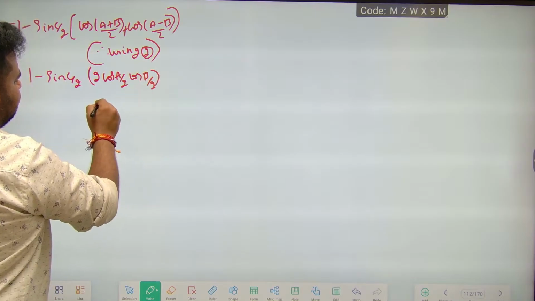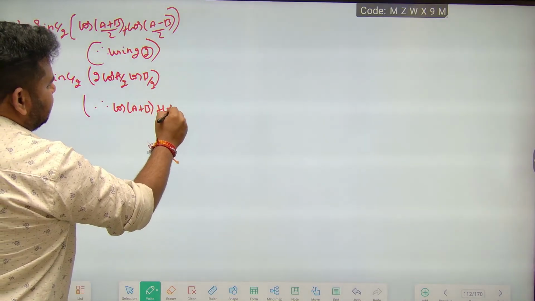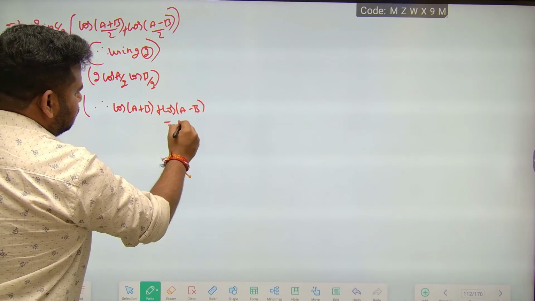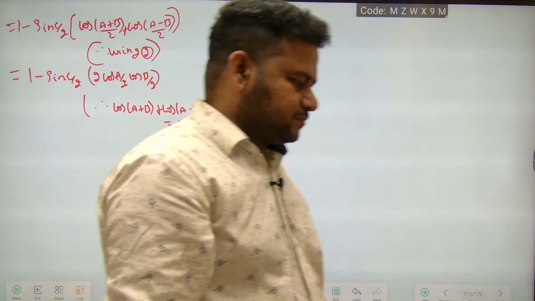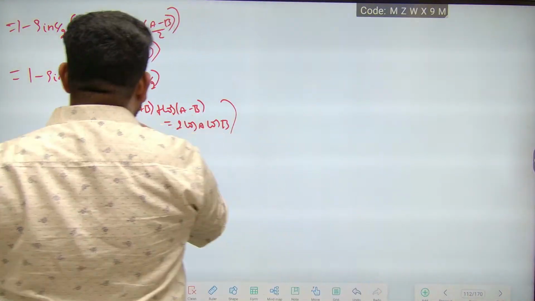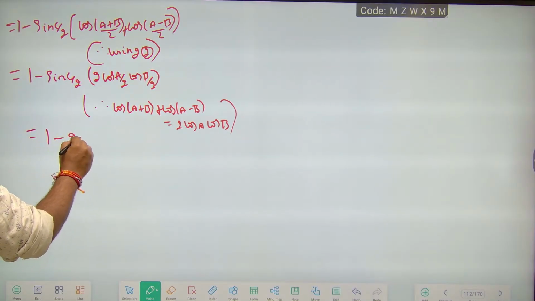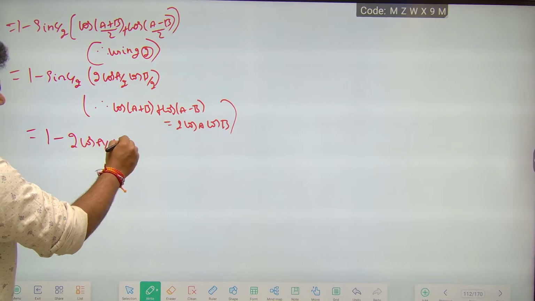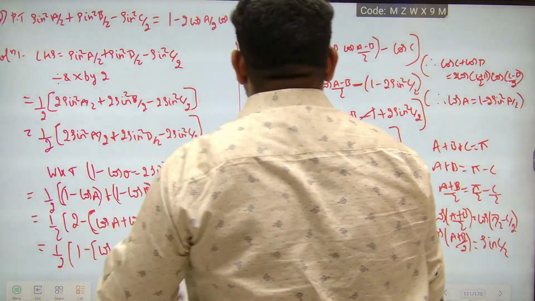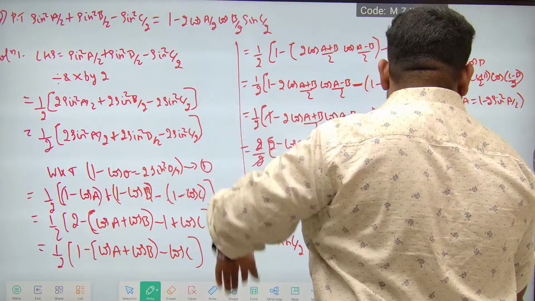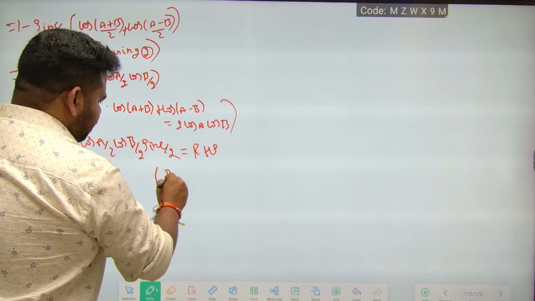What is the reason? Cos(A plus B) plus cos(A minus B) is equal to 2 cos A cos B, but here A is A by 2 and B is B by 2. So if I open this up in proper form, it is 1 minus 2 cos A by 2 cos B by 2 into sin C by 2. That is nothing but equal to RHS. Hence we have proved it.